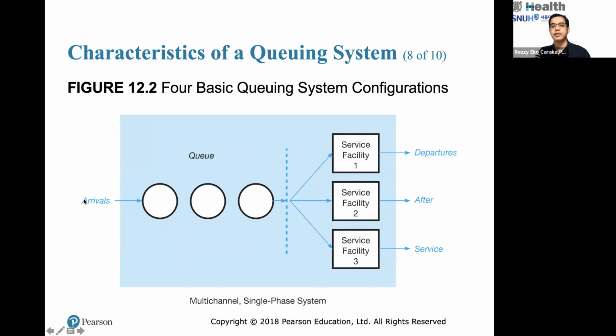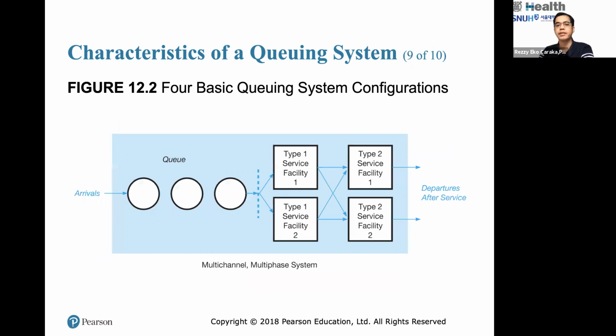Or we can make it like this. Sometimes the customers come to our office or business area. They have to wait in this queue line system, and can choose the first service facility 1, service facility 2, or service facility 3. So this is a multi-channel but single-phase system. Then they depart after getting the service. So this is the example.